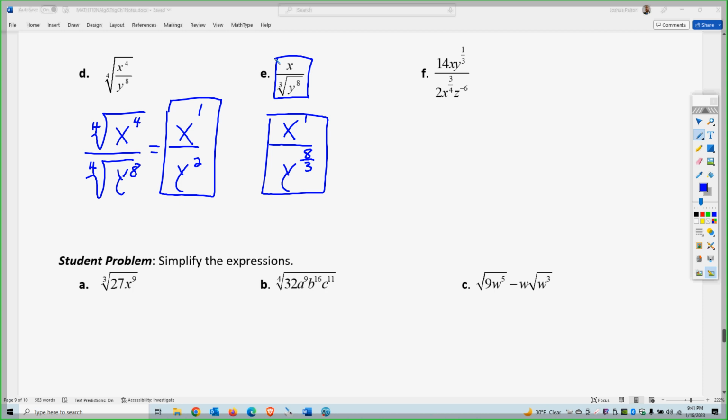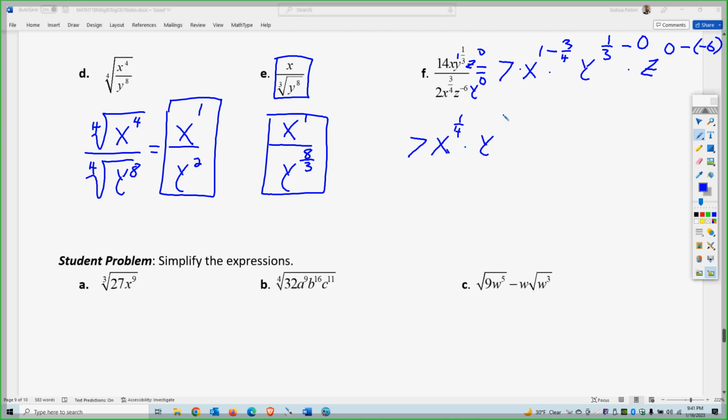All right, lastly, 14 divided by 2 is 7, and that's a 1. So this is x to the 1 minus 3/4. And then the y is 1/3 minus 0, because there's no y's in the bottom. And this is z to the 0 minus -6, because there are no z's on the top. So just put them in as placeholder values. So 7x to the 1/4, because 1 minus 3/4 is 1/4, times y to the 1/3 times z to the 6th, and that's good enough.